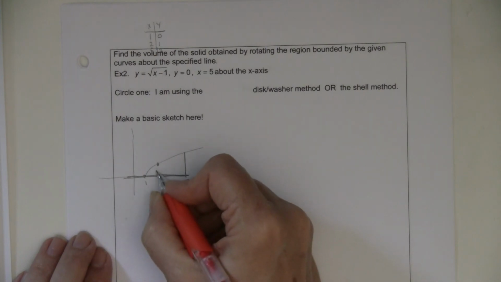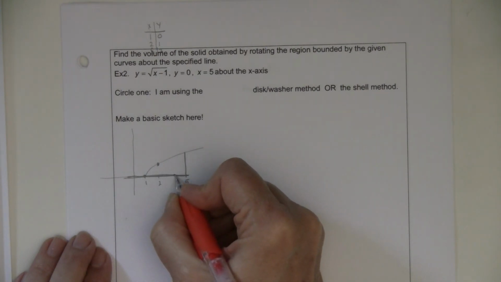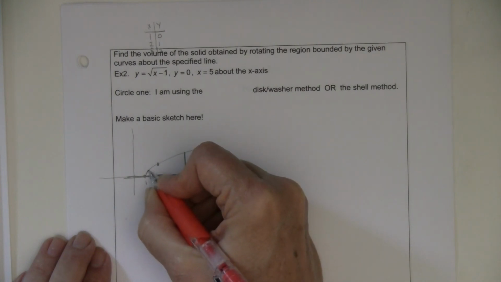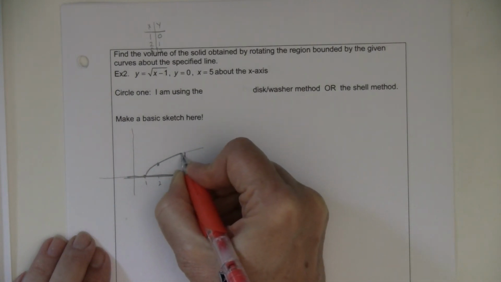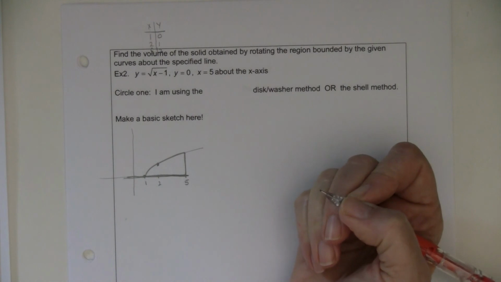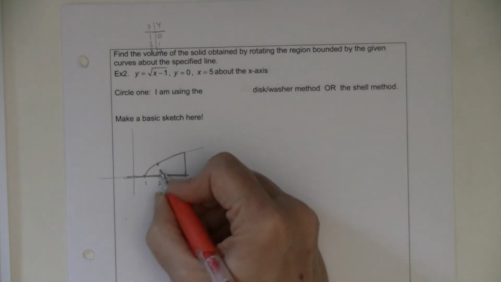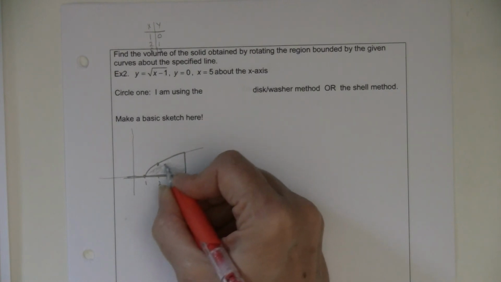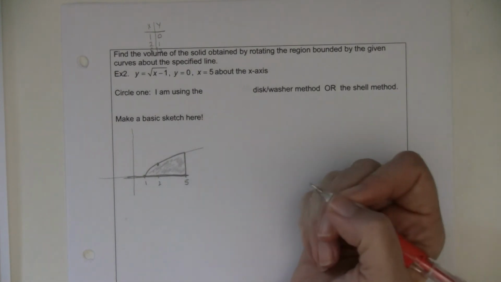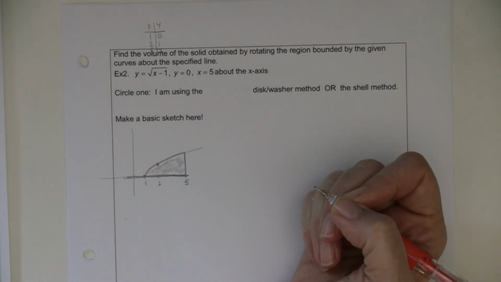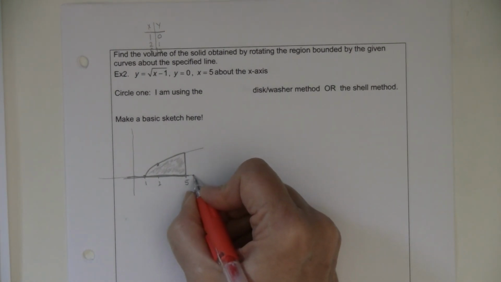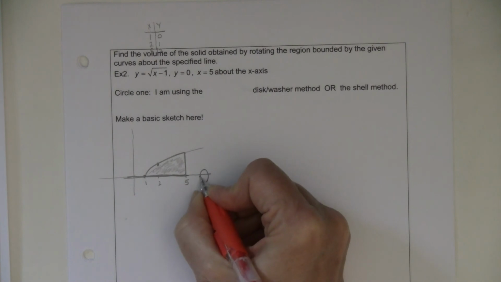But I'm looking at what area is bounded, because I'm going to rotate that area and make a volume, right? And so this is what is being bounded, and this is my solid there, okay? And they said about the x-axis, is what it says here. So about the x-axis.